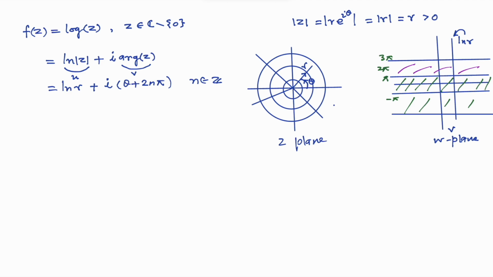So what happens here is, for this function, if I say f(z) is going to be ln r plus i theta, then when n equal to 0, you will get theta, and that is going to be my principal branch. In the principal branch, we are assuming that theta lies between minus pi and pi, right? This is my principal branch.